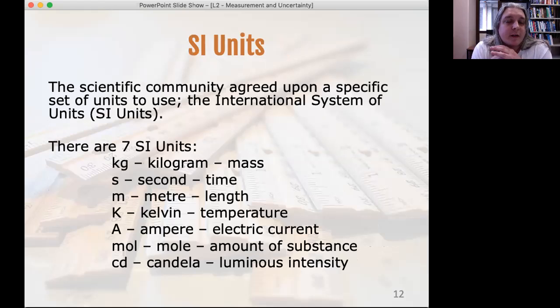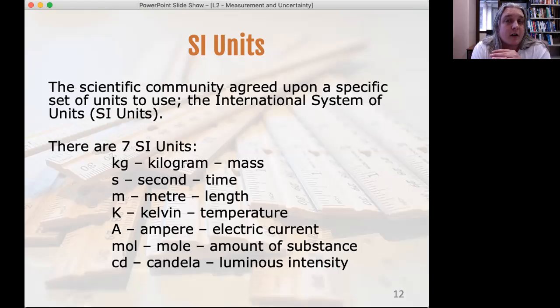There are 7 fundamental SI units. They are listed here: the kilogram, the second, the meter, the Kelvin, the ampere, the mole, and the candela. We are not going to look at candela at all. We will meet mole very briefly, but we will use the other 5 significantly: kilogram, second, meter, Kelvin, and ampere. We will use all of those.